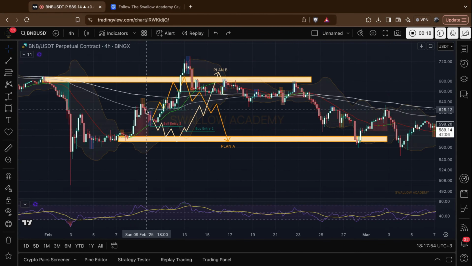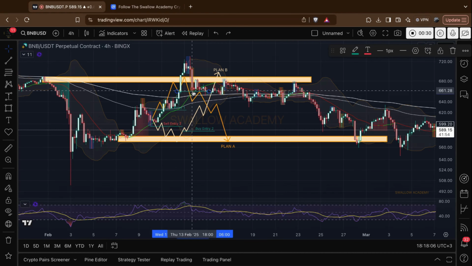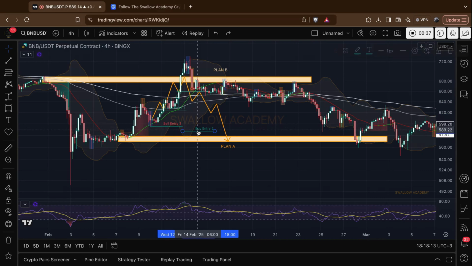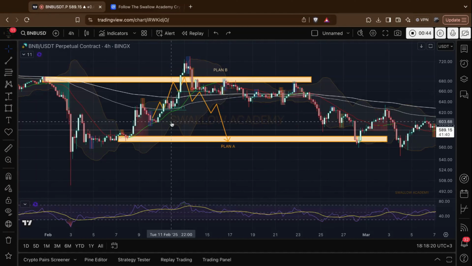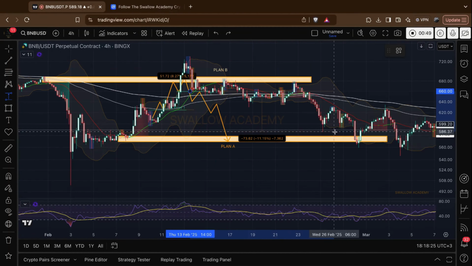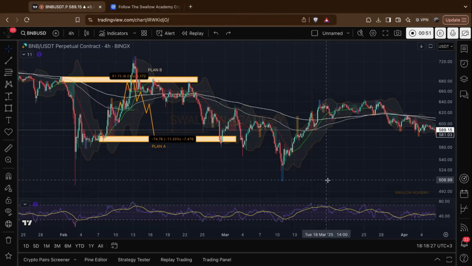Since last time when we were closer to this CME gap, back in the beginning of February, we had plan A and plan B. Plan A was a clean first entry and sell entry, and of course plan B was this and this. As you can see, plan B didn't get executed, so we didn't even reach sell entry 2. But we got a nice upward movement here, and since then a nice downward movement, basically falling to lower zones.